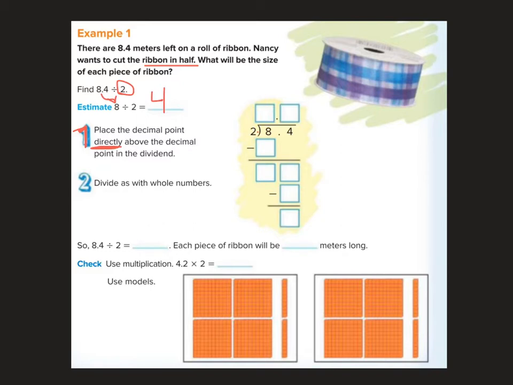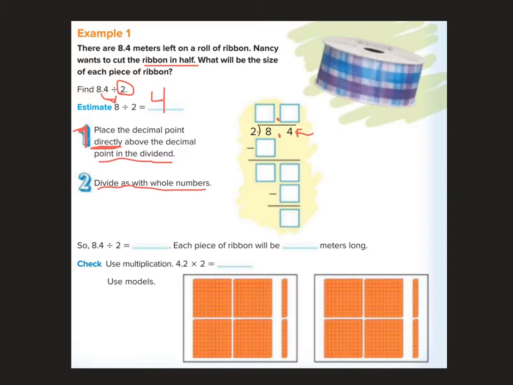Okay, anyway, so we place it directly above the decimal point in the dividend. Our dividend is under the house. So here is my decimal point. I'm going to just move it up. First step, put it there because it's easily forgotten if you don't do it first. Then divide as with whole numbers. So we move it up, and that's the only thing different, guys.